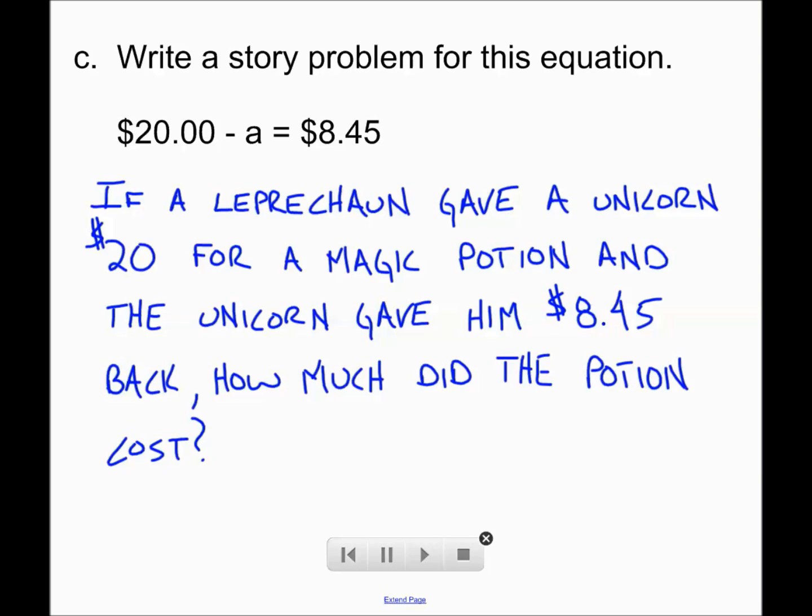These are a little bit more fun if you come up with a unique way to present them. But that'll work. Started off with $20, spent some money on a magical potion, got $8.45 back. We're not even being asked to solve it, just write a problem. If you can write problems, solving them is a lot easier then.